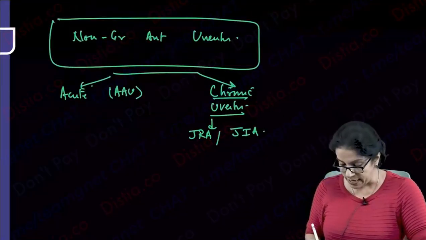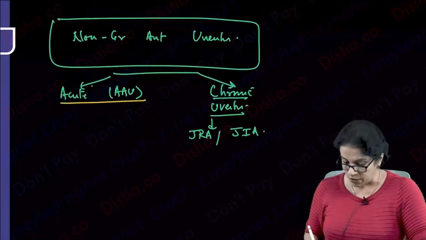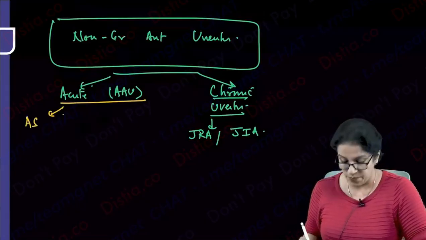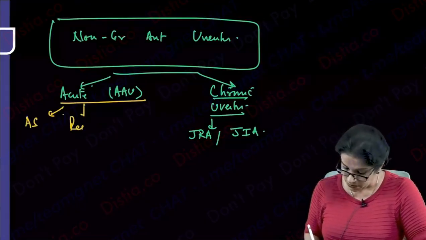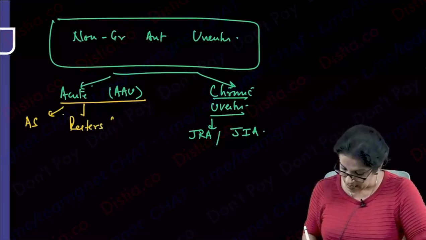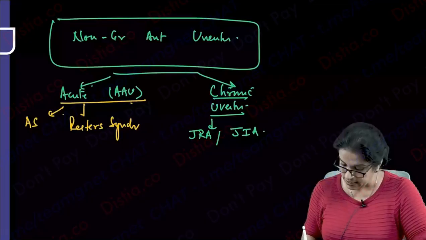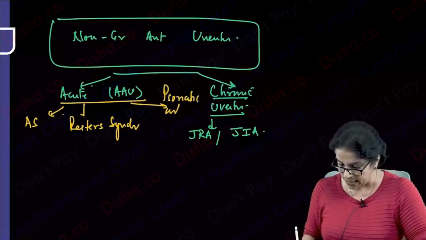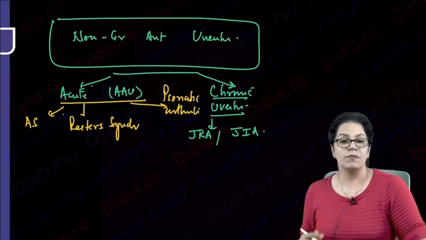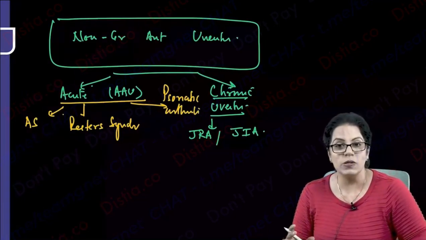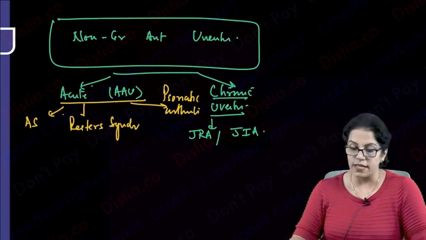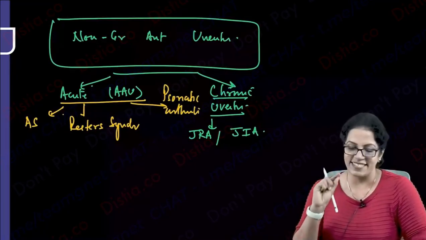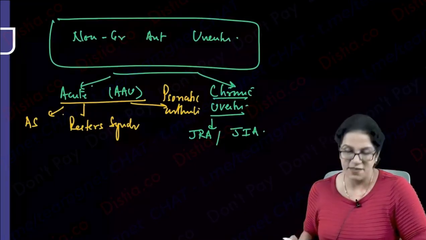And when we talk about acute presentation, what are the examples? Ankylosing spondylitis, then Reiter's syndrome, and psoriatic arthritis. You all know psoriasis is a skin disease. So psoriatic arthritis with multiple scaly lesions, right? So these are the conditions where you can get uveitis. All are HLA-B27 positive. Don't forget this.